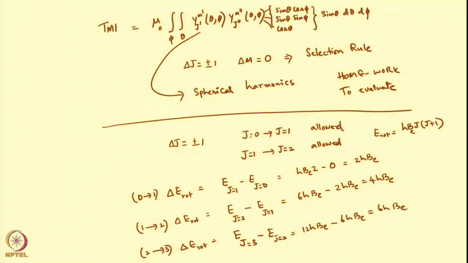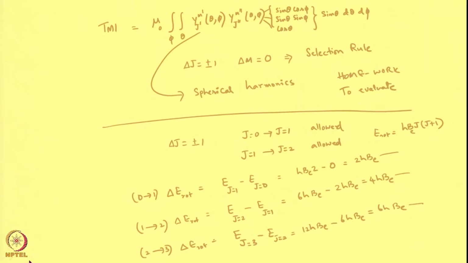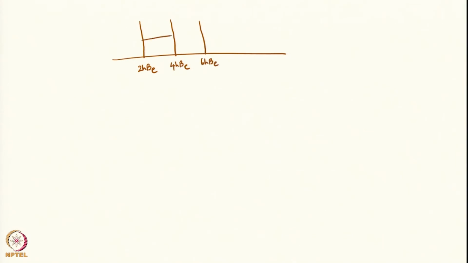Now, you can see a progression, this is 2 h B, this is 4 h B, this is 6 h B. So, what it appears is that the first line will come at 2 h B, the second line will come at 4 h B and the third line will come at 6 h B. Now, we will see the difference between these lines, and it is also possible to show that the fourth line will come at 8 h B. So, this is nothing but energy.